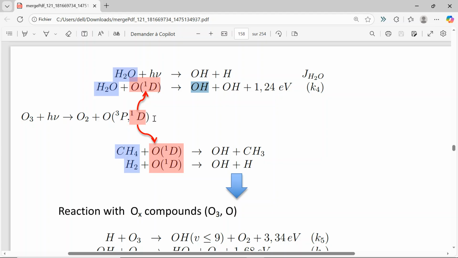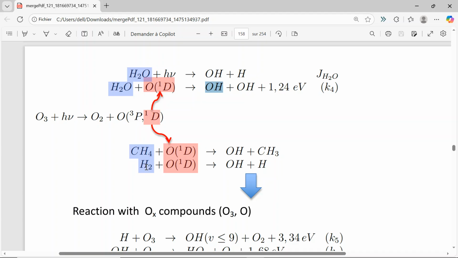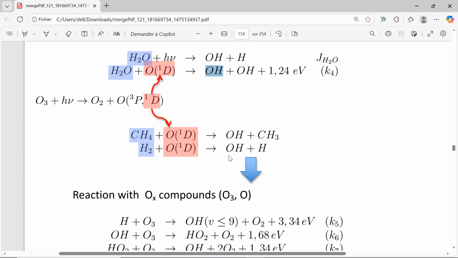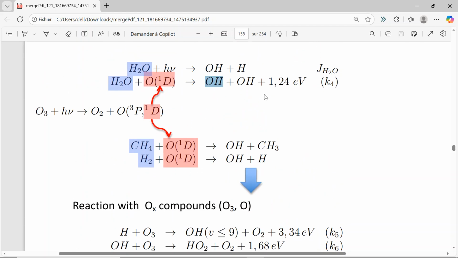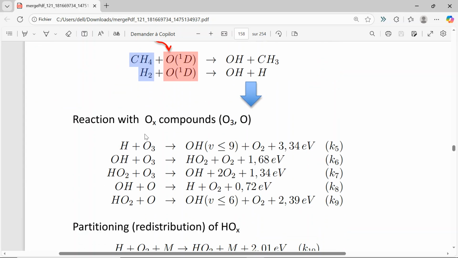Methane will be released in the atmosphere through those natural processes that we explained before. The same for hydrogen, they will both react with atomic oxygen available there, leading to hydroxyl production. Those OH and H will react with ozone, destroying it.